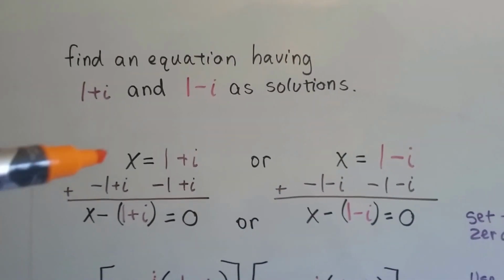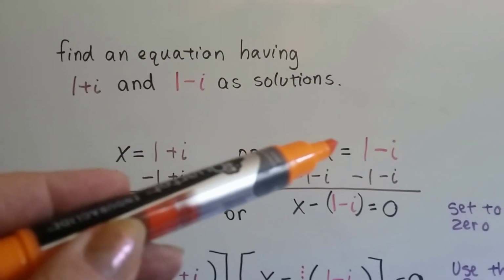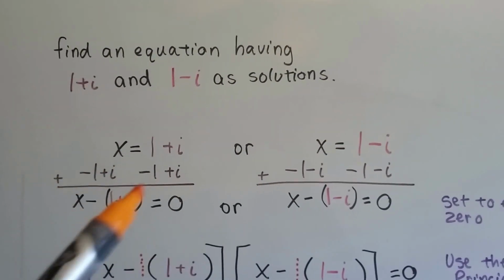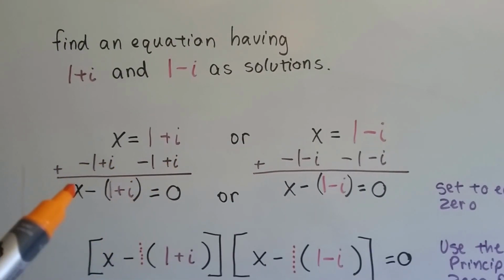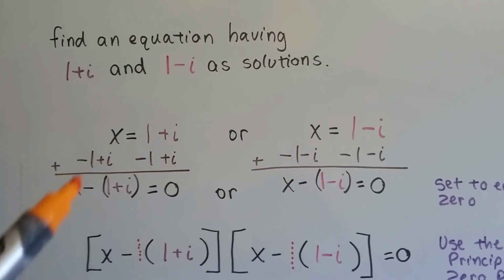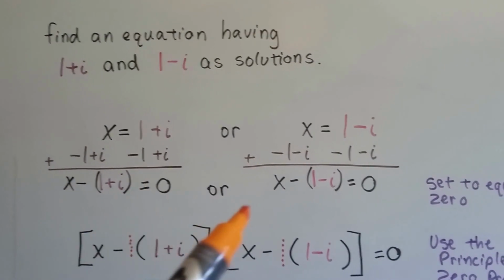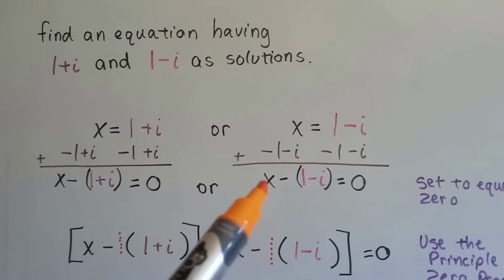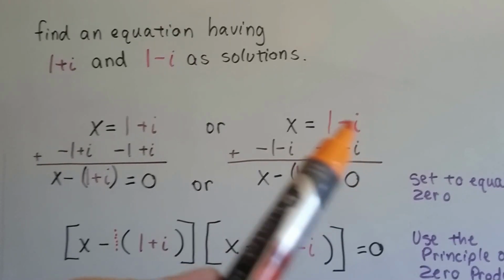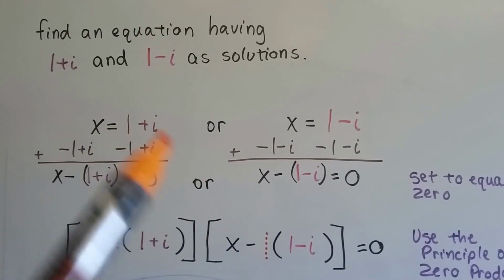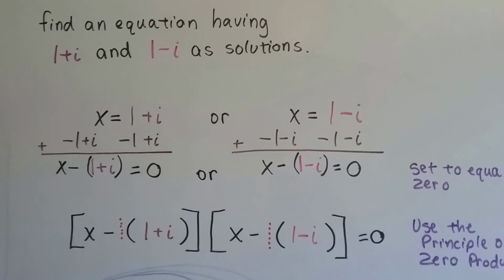So we're going to set it as x equals 1 plus i or x equals 1 minus i. We're going to take away this 1 plus i from each side so that we've got an x minus 1 plus i on this side equals 0. And we're going to do the same thing over here. So we have x minus 1 minus i equals 0 because that's eliminated as a 0 pair. That's eliminated as a 0 pair, you know, additive inverses.